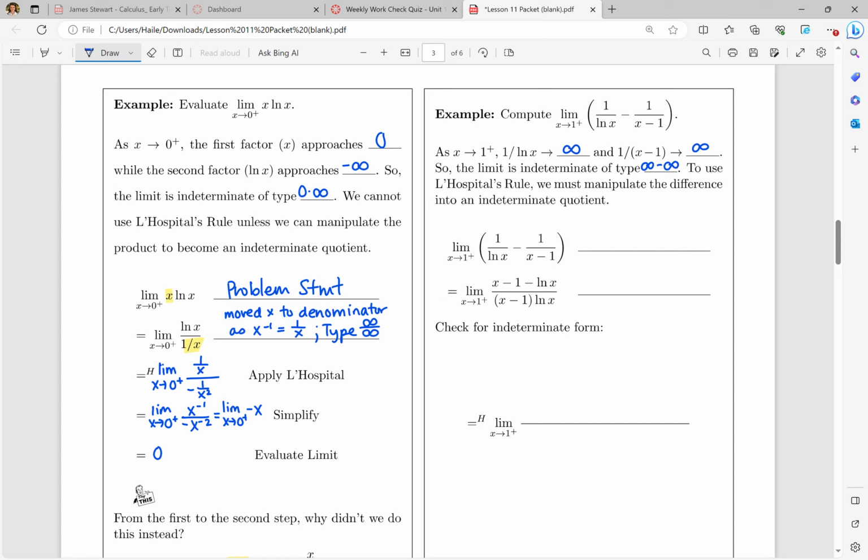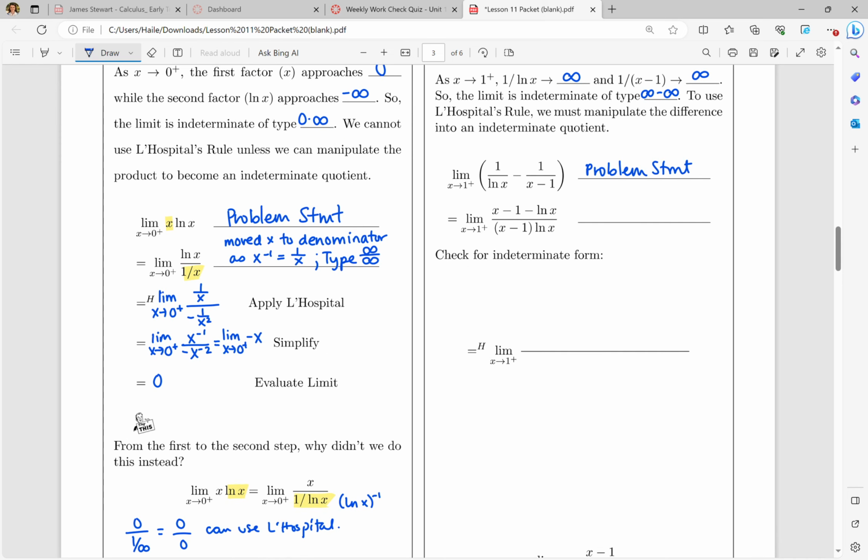To use L'Hopital's rule, we must manipulate the difference into an indeterminate quotient of 0 over 0 or infinity over infinity. So we start with our problem statement. A good rule of thumb here: we've got two fractions that are being subtracted, so why not just subtract them? To me, that's the most natural thing to do. So we find an LCD, the least common denominator, which is x minus 1 times ln of x, and subtract the fractions. If we do that, we should get this second step of x minus 1 minus ln of x over x minus 1 times ln of x.